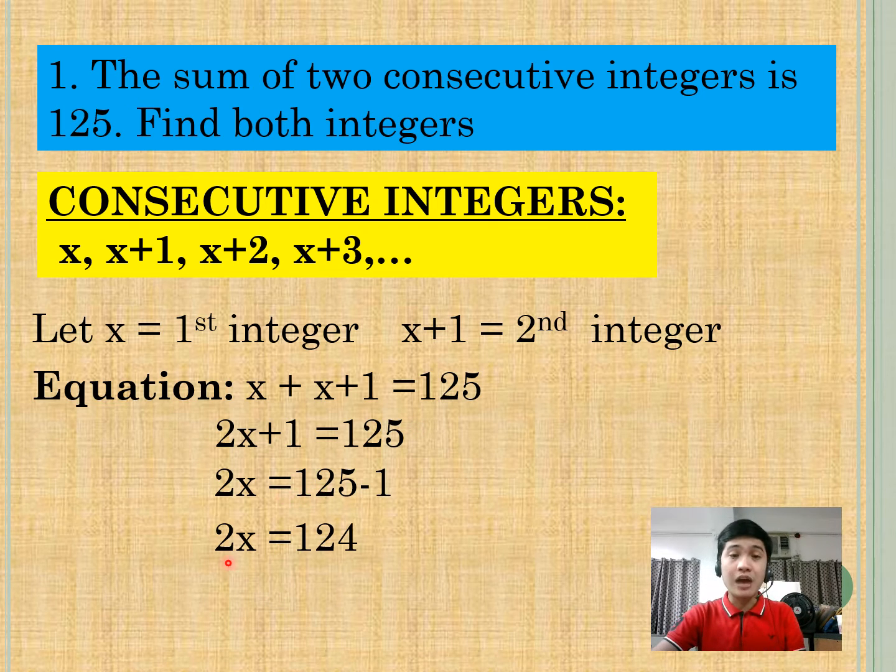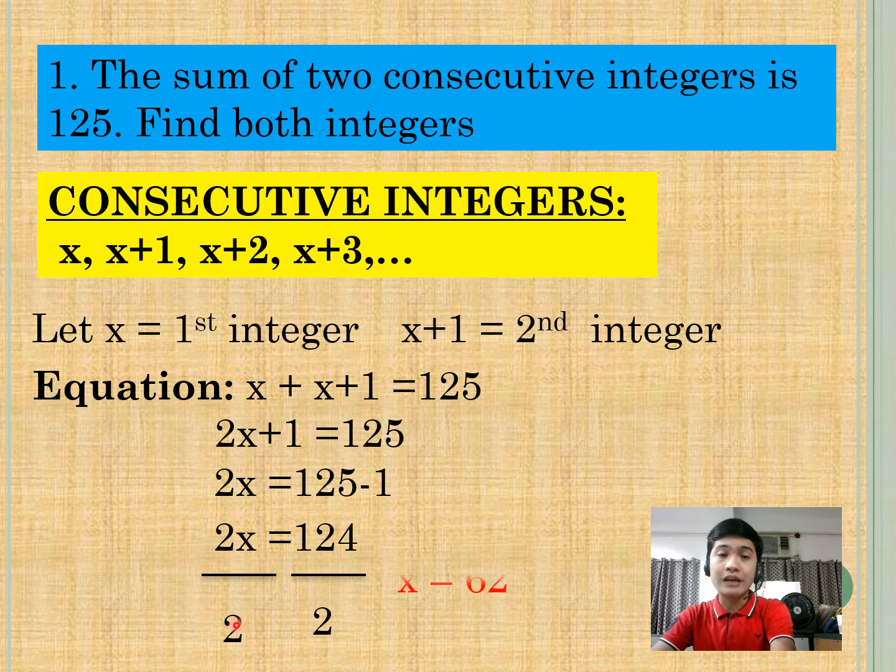Simplifying this further, you have 2x equals 124. But then, since we are asked to find the value of x here, we will divide both sides by 2. So 2x divided by 2, and then 124 divided by 2, cancel ito, ang value ng x natin ay 62. Again, since problem solving ito, hindi ibig sabihin na nahanap mo na yung value ng variable, tapos na yung problem. Balikan natin yung tinatanong sa problem.